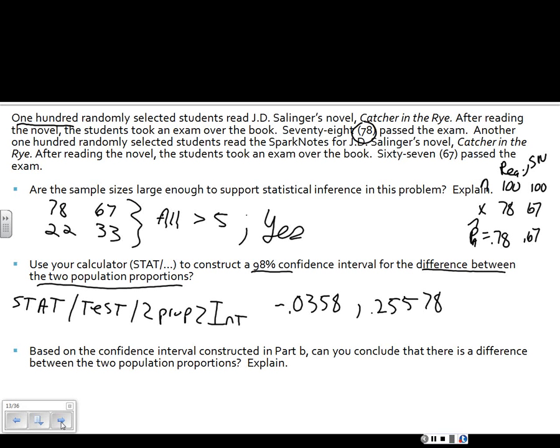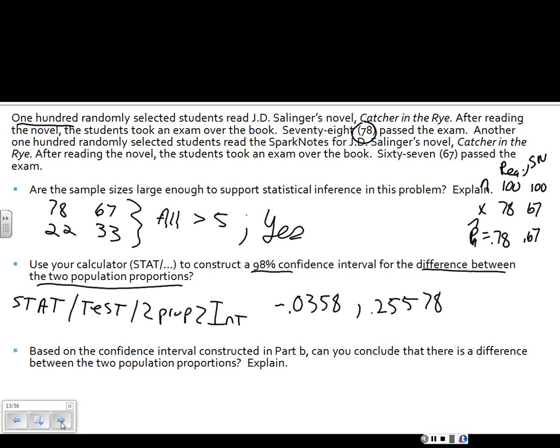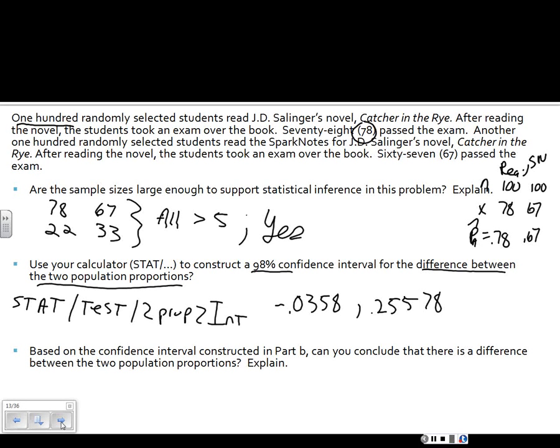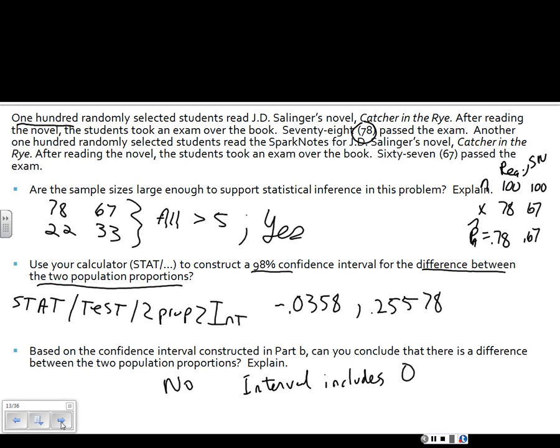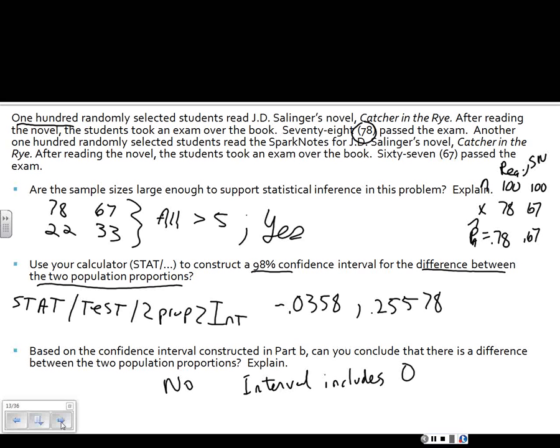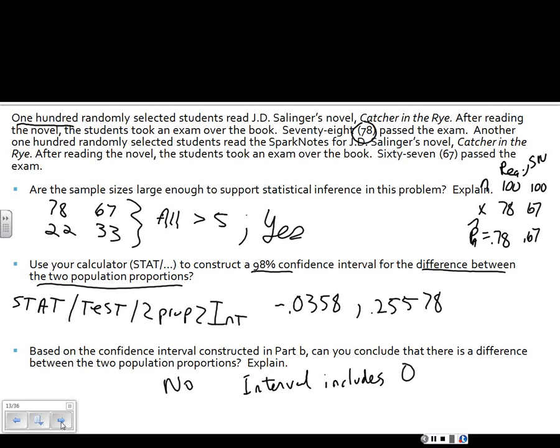And the next part, based on that interval, can we conclude there's a difference? And the answer to that is no. And that's because this interval goes across 0. So the interval includes 0. And of course, if the difference between any two numbers is 0, they might not be different. I'm moving too fast for you guys.